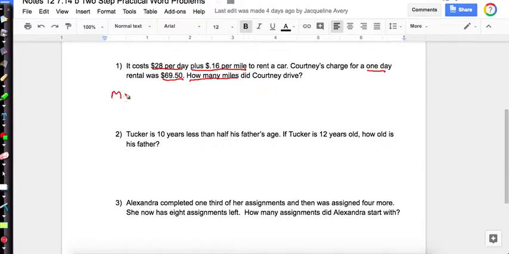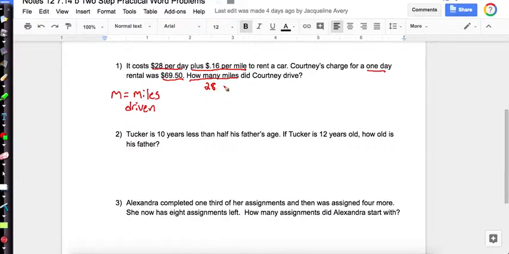So M equals miles driven. Okay, this is defining the variable. Miles driven. Okay, now it says $28 per day. Now, you may or may not know what per means, but per means multiply. And we know we're doing 1 day, so what's 28 times 1? 28. So I'm just going to write down 28.